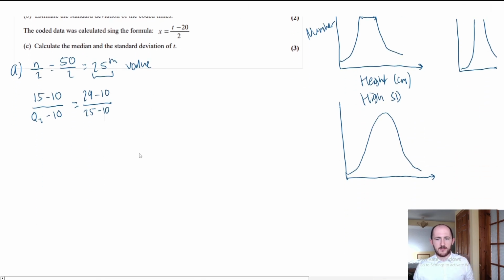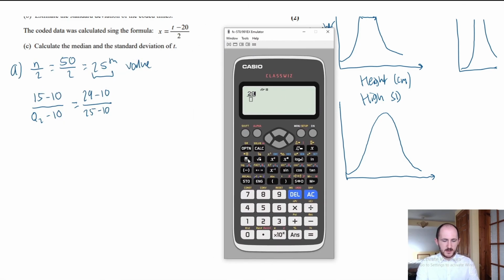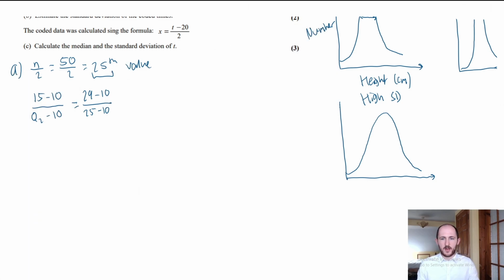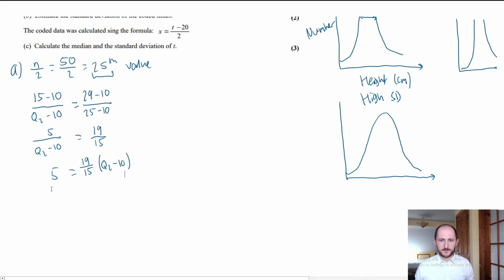And then you just need to do some rearranging in order to work this out. Again, use just a calculator, nice and easy. So 29 minus 10 over 25 minus 10 gives me 19 over 15 on the right hand side. So 19 over 15, probably could have done that in my head, but oh well. 15 minus 10 is 5 over Q2 minus 10. You can do this a lot faster with the rearranging if you'd like, which is completely up to you. I'm going to times both sides by Q2 minus 10 to give 19 over 15 times Q2 minus 10. Then we're going to times by 15 and divide by 19.